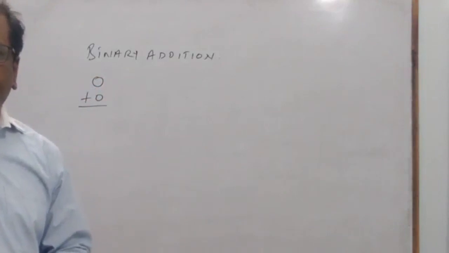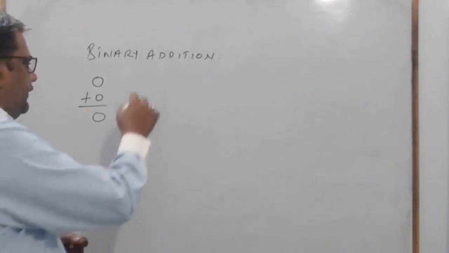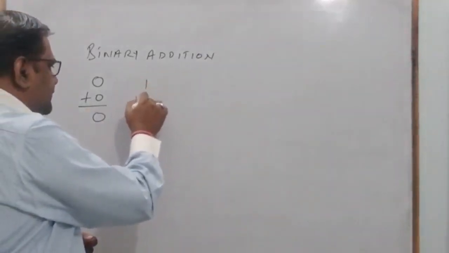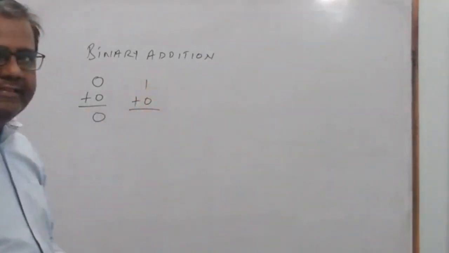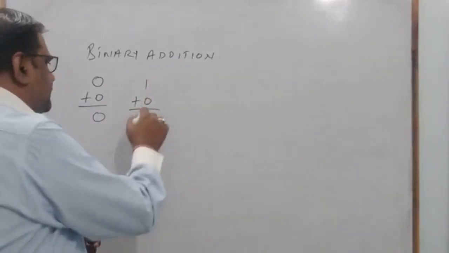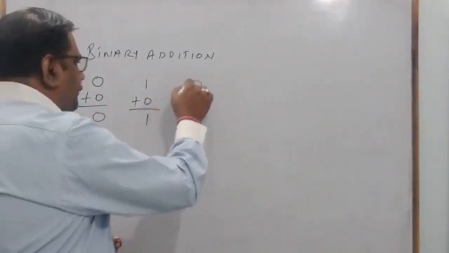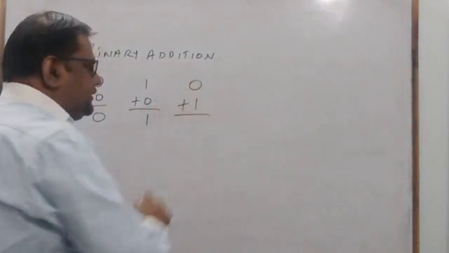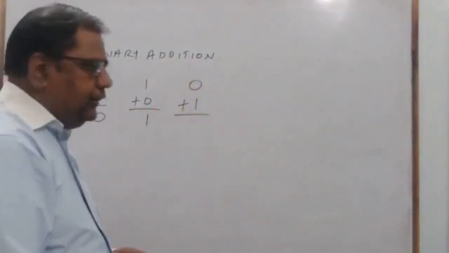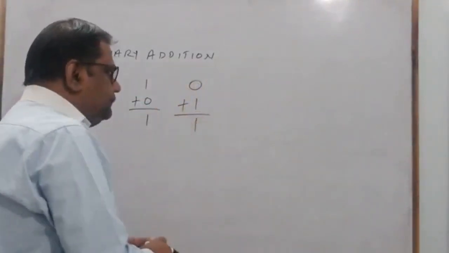That means if there are two binary bits, 0 and 0, and we are adding it, the result is obviously 0. When you are adding 1 plus 0, that means there is one binary bit 1 and the second binary bit is 0. That means the result is 1. When we are adding 0 with 1, that means the binary bit is 0 and the second is 1. The result will definitely be 1.